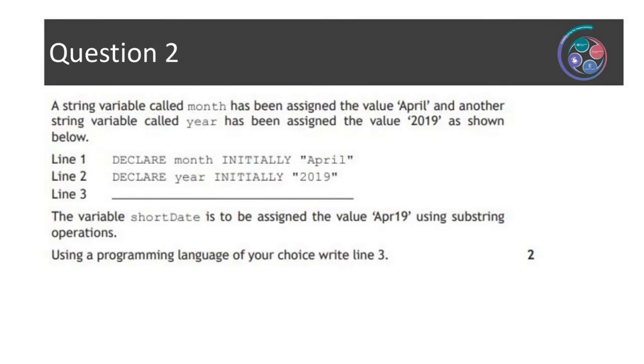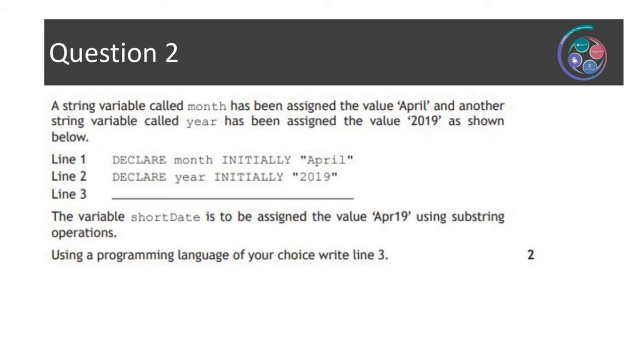Let's have a look at question number 2. A string variable called month has been assigned the value April, and another string variable called year has been assigned the value 2019, as shown below. Line 1, declare month, initially April. Line 2, declare year, initially 2019. And then line 3, which has been left blank. The variable short date is to be assigned the value April 19 using substring operations. Using a programming language of your choice, write line 3.